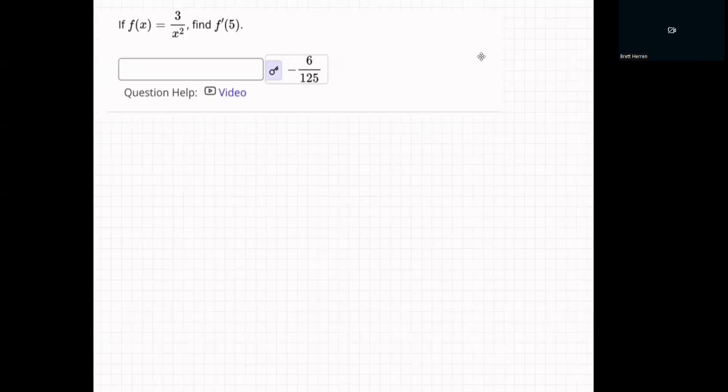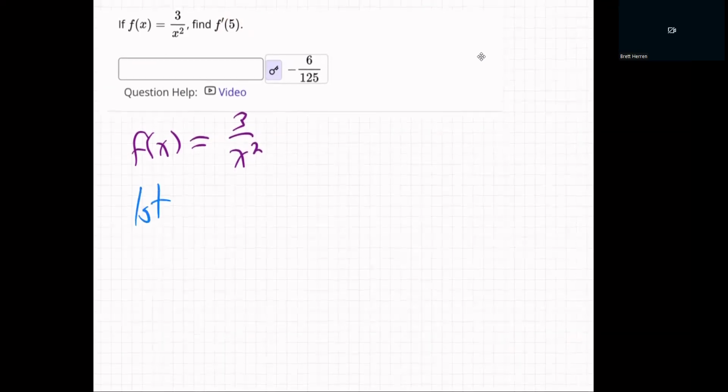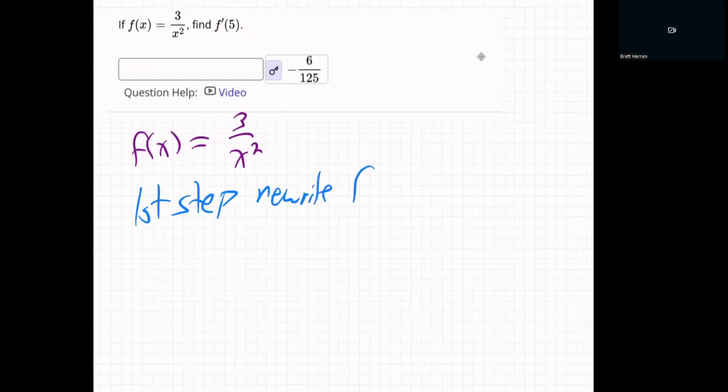Okay, so this question, they've got a function that wants to take the derivative and then plug in 5 afterwards. So let's bring it on down. Here's the function. So the first step is to rewrite f of x with x's in the top. You don't want x's in the denominator.